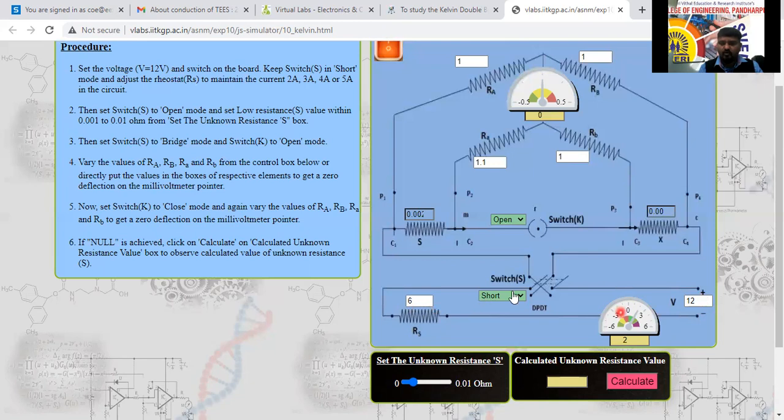Okay, it is in short mode here now. This is a closed path. It is not in the bridge mode; it is in the short mode.